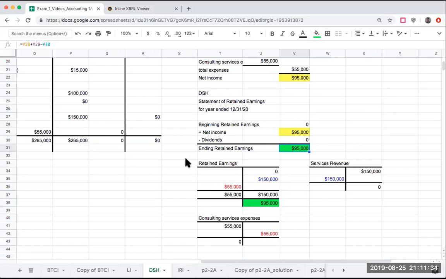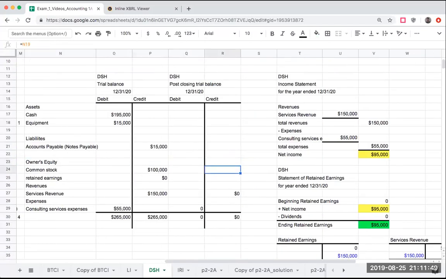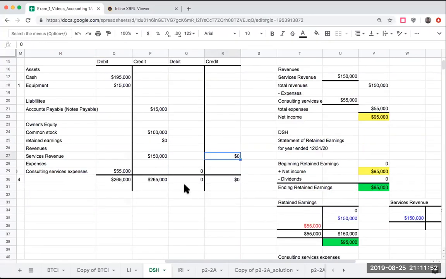This is a very simplified example of how we close out the accounts to retained earnings, but it is a very important part. After closing out these accounts, my revenues are now 0, and my consulting services expenses are also 0. Did I just create a new ending balance in retained earnings? Yes, a $95,000 credit.